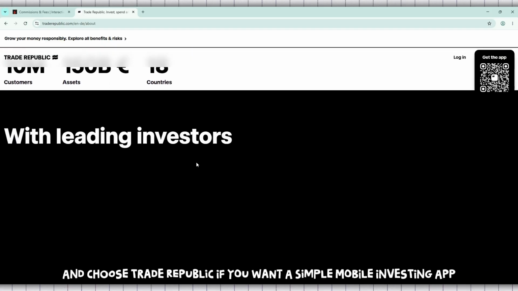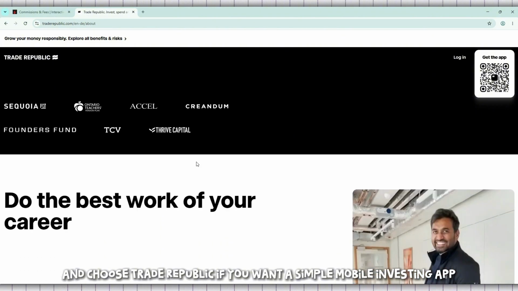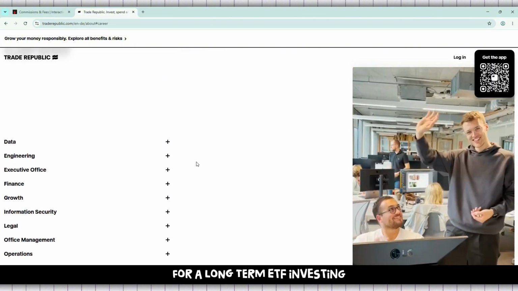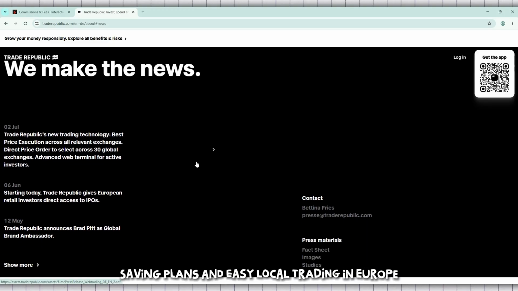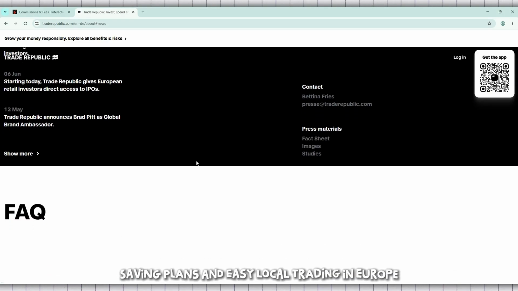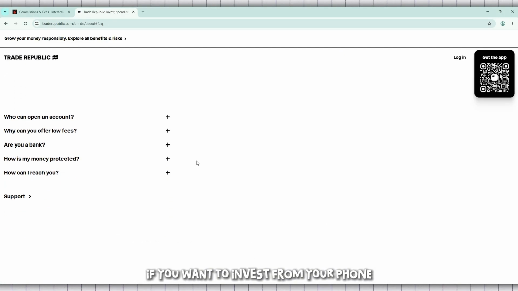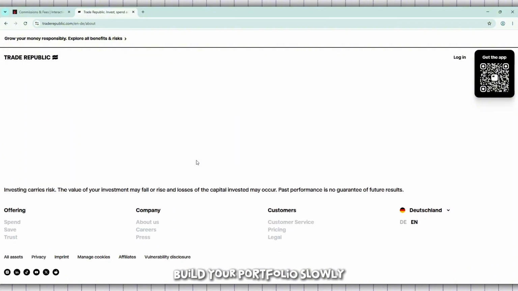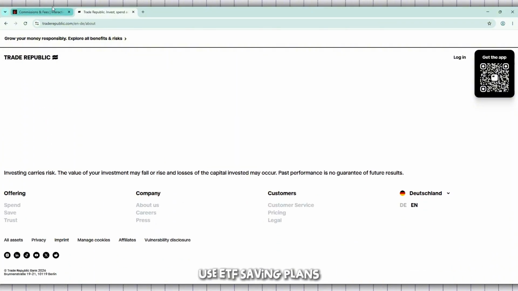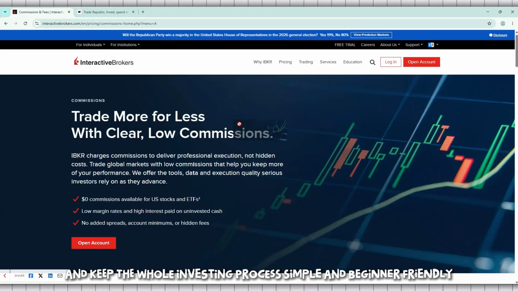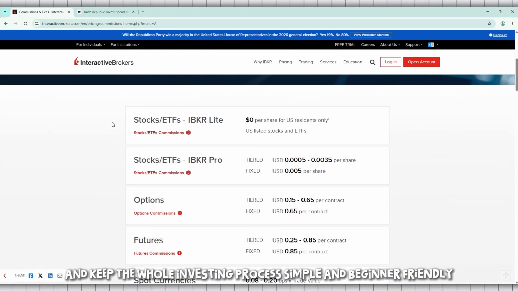And choose Trade Republic if you want a simple mobile investing app for long-term ETF investing, saving plans, and easy local trading in Europe. This is the better option if you want to invest from your phone, build your portfolio slowly, use ETF saving plans, and keep the whole investing process simple and beginner-friendly.